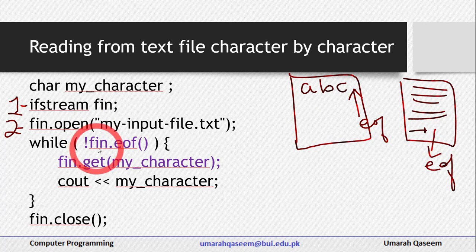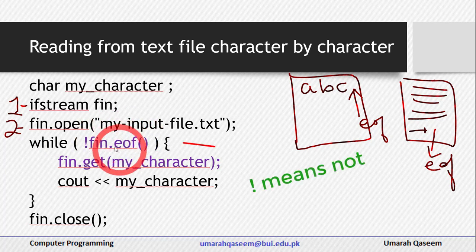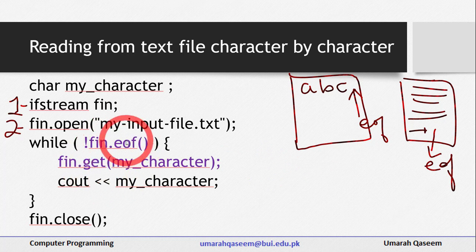So what I'm doing is I have put a loop. This function gives me a result in the form of true or false. When the end of file is reached, this function gives me true. So I have put a loop: as long as this function is not true, until I reach the end of file, this loop will keep on running and I will keep on reading. And what I'm doing next is I am using another function, which is get.